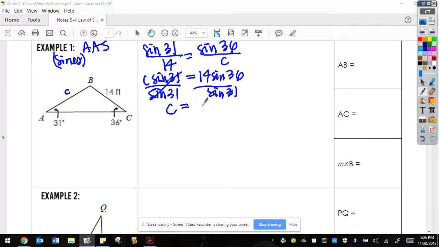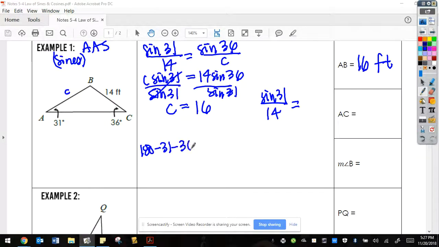And we get that c equals 16. Excuse me, sorry, I lost my place in my work, okay? All right, so c is the same thing as AB, so we're going to put 16 here, and it's in feet. All right, I'm going to use sine of 31 over 14 again, but this time I'm going to use the other angle. However, I don't know the other angle. So I need to do 180 minus my other two angles, and that gives me an angle of 113. So I have an angle of 113 here, so I can use sine of 113 on this side, and it's going to be little b since it's across from capital B.